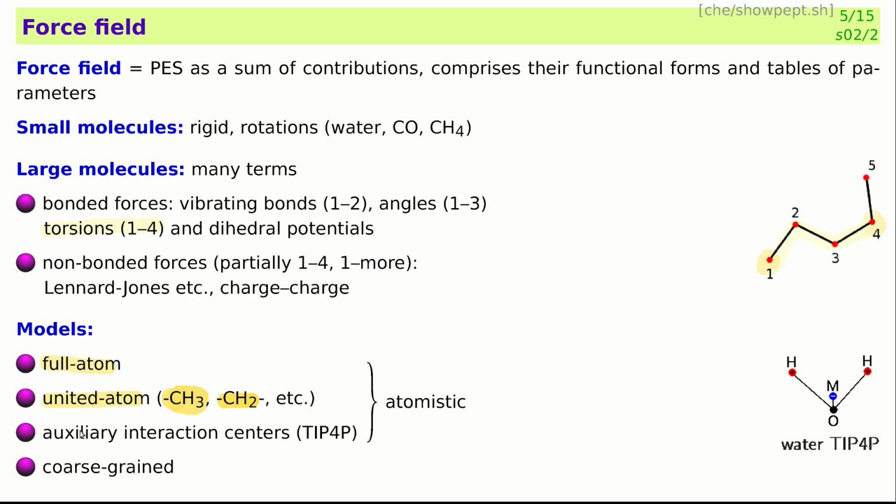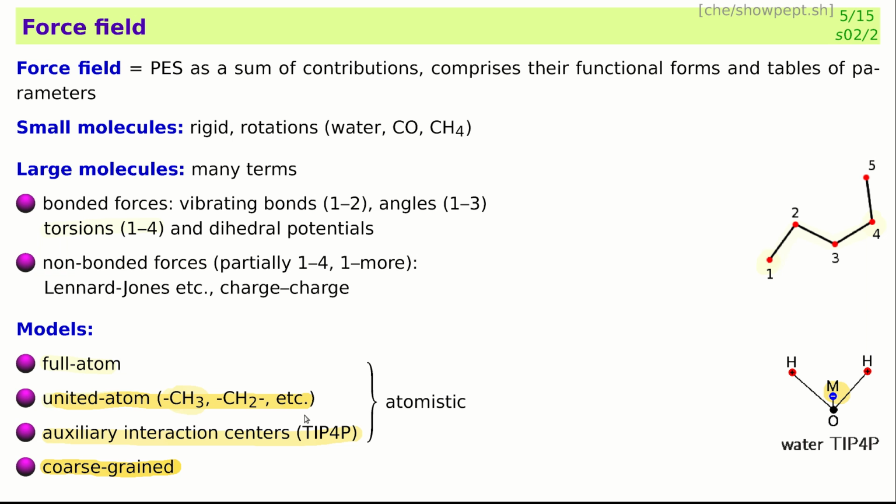But we can also work in the opposite direction. For some models, especially for water, it's important. We move the charge from oxygen somewhere off oxygen to the center of the molecule, and we'll get a better model. These are auxiliary interaction centers. Of course, we can continue with this coarse graining up to true coarse-grained models.